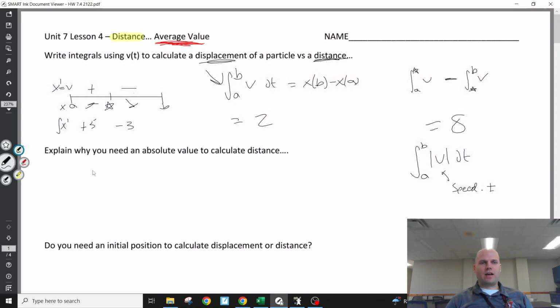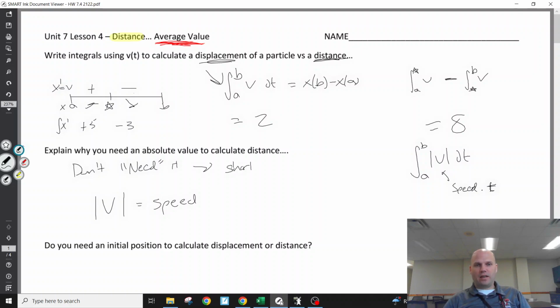So why do you need an absolute value? You don't necessarily need it. But it ensures that you are accumulating speeds, or having your calculator do a bunch of calculations of speed times time, versus velocities, which could be positive or negative. So you don't need it, but it is a shortcut if you have your calculator. If you don't have your calculator, you need to do your sign analysis. You need to understand when you're moving to the right, moving to the left.